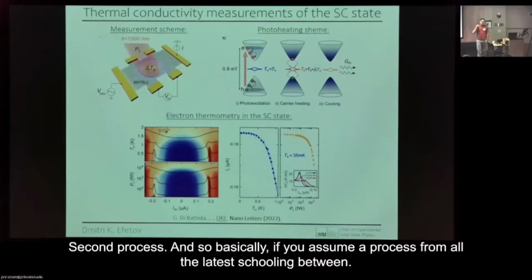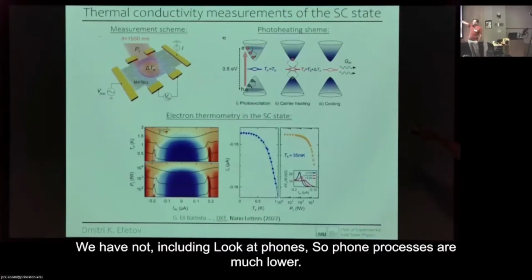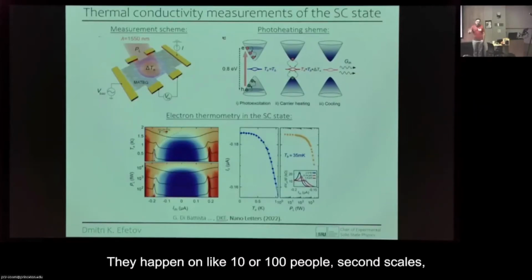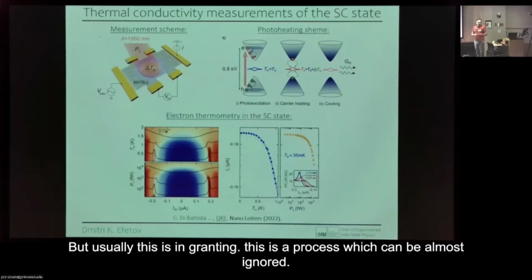And so this is all electrons. So far we have not even looked at phonons. Phonon processes are much slower. They happen on 10 or 100 picosecond scales. After this fast process is done, only then something happens with the lattice. But usually, in graphene, this is a process which can be almost ignored.